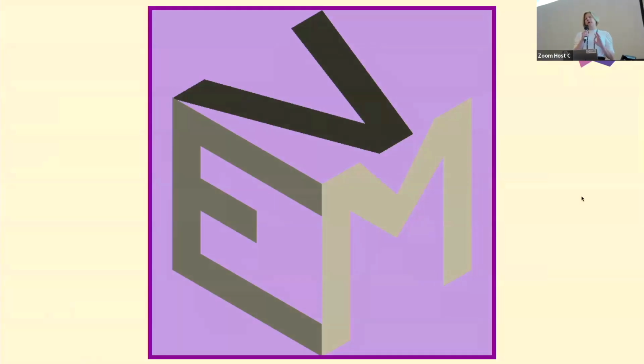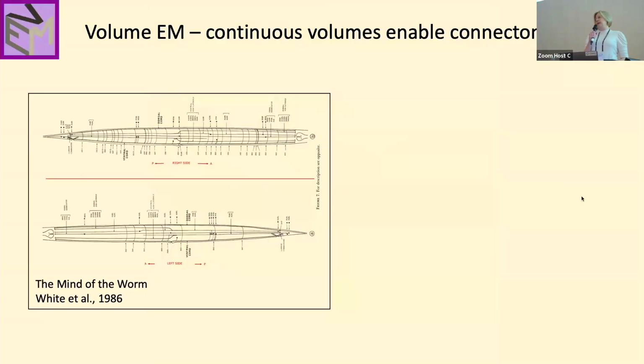I'm going to be talking about the volume electron microscopy community, but with a focus on data. In case you don't know what volume electron microscopy is, it really comes from the 1980s with this study, which was the mapping of the mind of the worm with Sidney Brenner's team, who had the problem that they needed to follow neurons over long distances, but they needed the resolution to see individual synaptic vesicles and synapses.